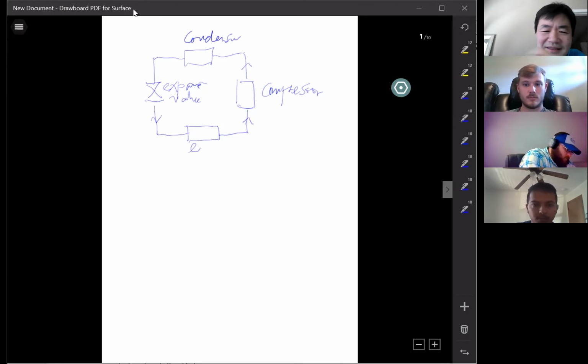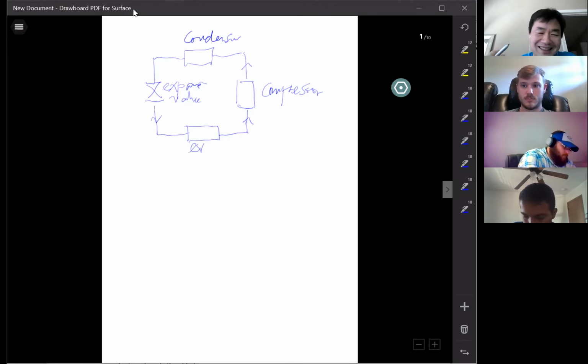Is it an evaporator? Evaporate. Of course, you need the cool air, right? You're exposed to the evaporator, basically, right?